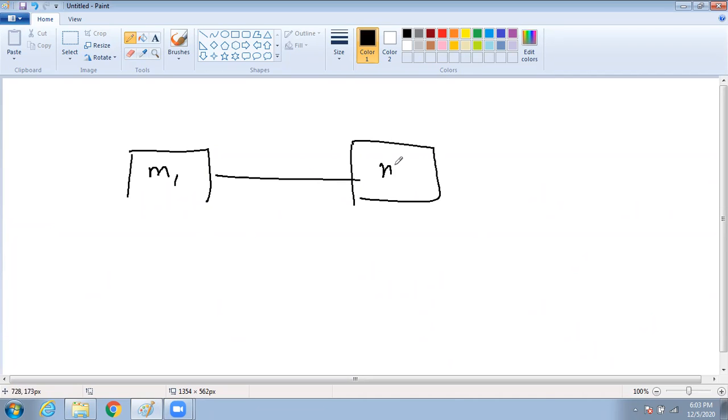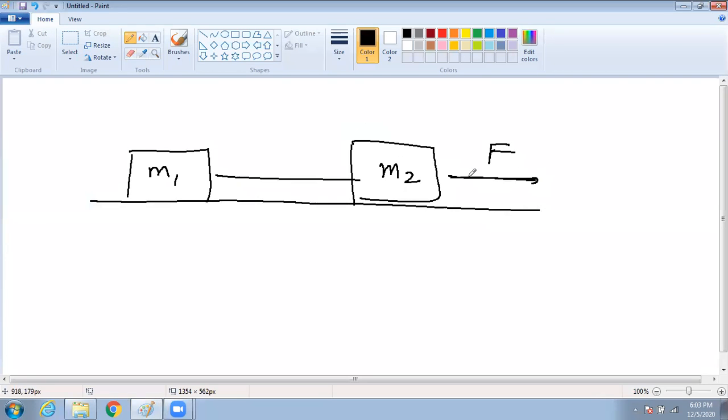There are two masses M1 and M2, and both are being pulled with a force F. Since I am pulling both the masses, all will move with the same acceleration A. Correct or not? Because the applied F is the same. Now obviously this is a string, so it will have a tension. Yes or no? Yes, sir.